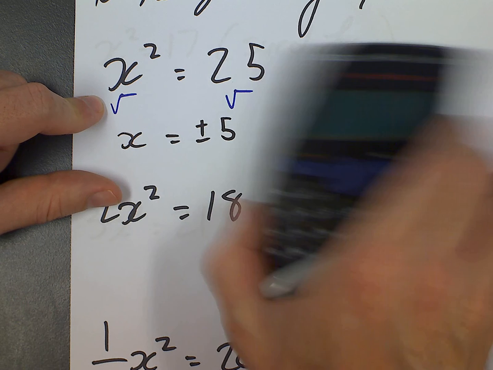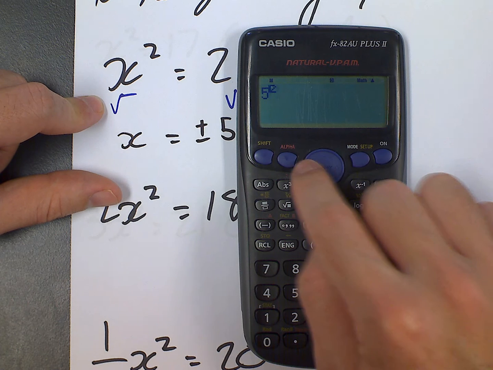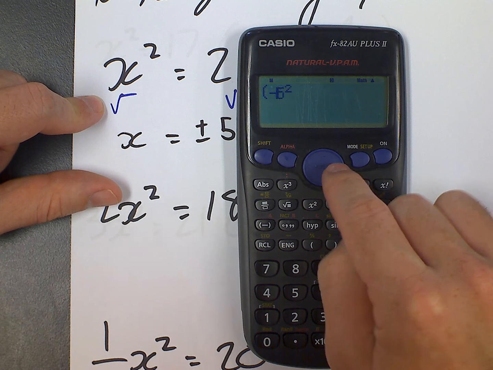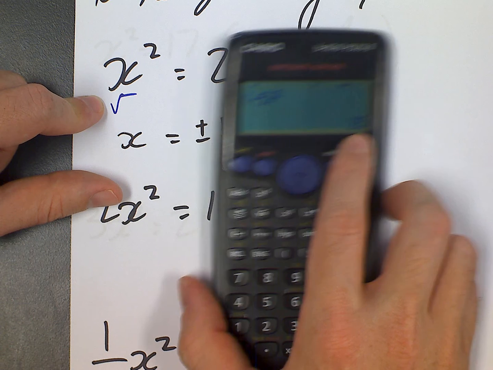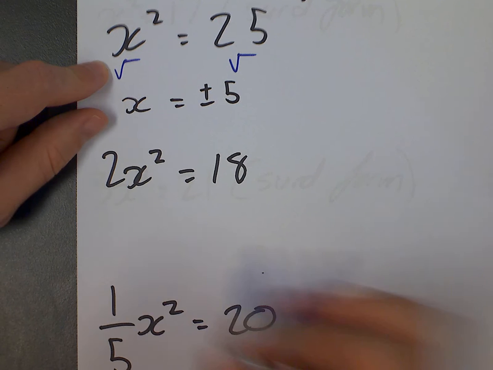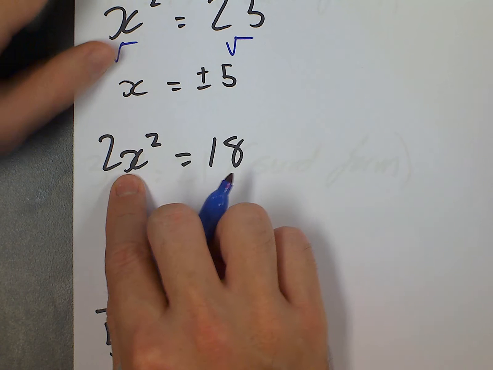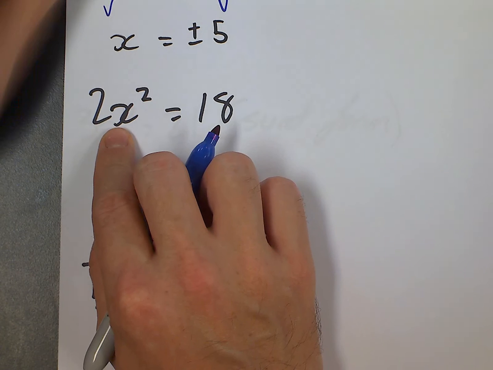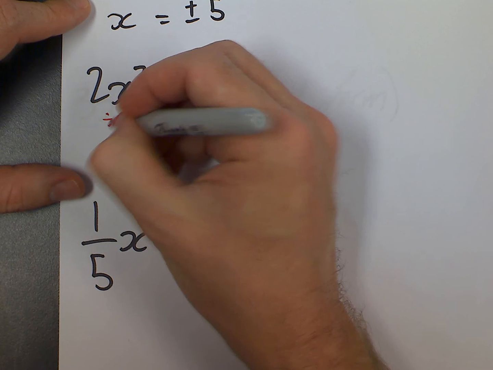And we can check that. 5 squared equals 25. And if we put this in brackets, negative 5 squared also equals 25. So we have our two solutions there. So that's positive and negative 5. Now with something like this, we're going to actually get the x squared by itself before we square root both sides. So just here, let's divide both sides by 2.